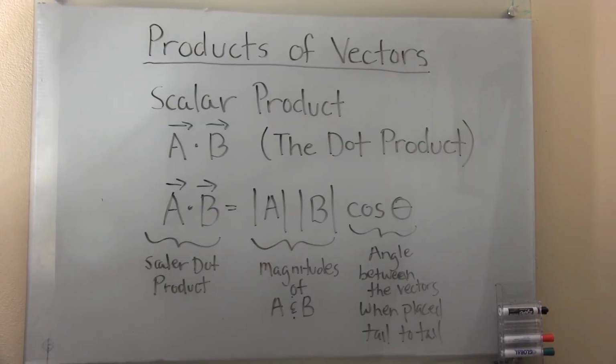Products of vectors. The scalar product is called the dot product. It is indicated by vector A dot vector B. To calculate it, you take the magnitudes of both vectors, multiply them, by the angle between the vectors when they are placed tail to tail.